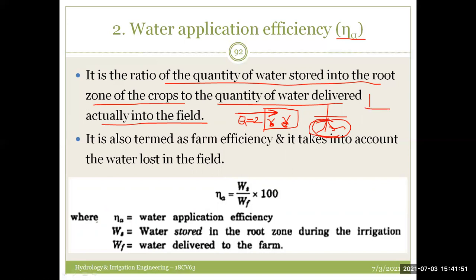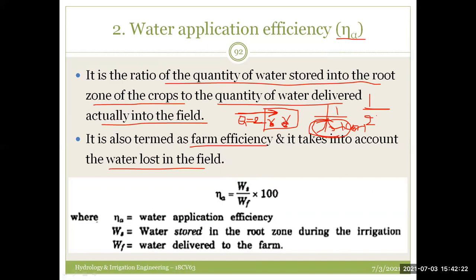So the ratio of 1 to 2 is your water application efficiency, that is nothing but 50%. So that is the water application efficiency. It is also called farm efficiency. And here, this will take into account water loss, like evaporation loss, because in this 2 cubic, only 1 cubic will be stored. Okay, so it is the water stored to the water delivered.